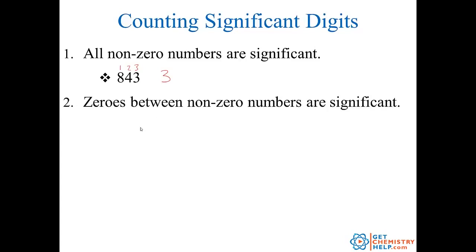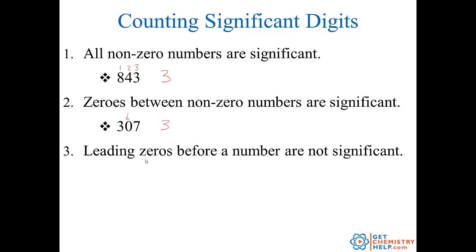Rule number 2 says that zeros that are between non-zero numbers are significant. So for example, 307. Well, in this case, the 0 here in the middle has been sandwiched in between the 3 and the 7. So this is still 3 significant figures. The 3, the 0, and the 7 are all significant.